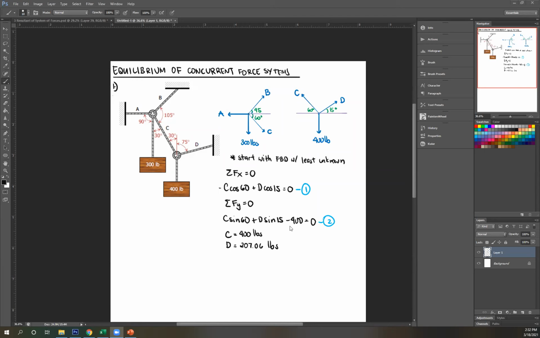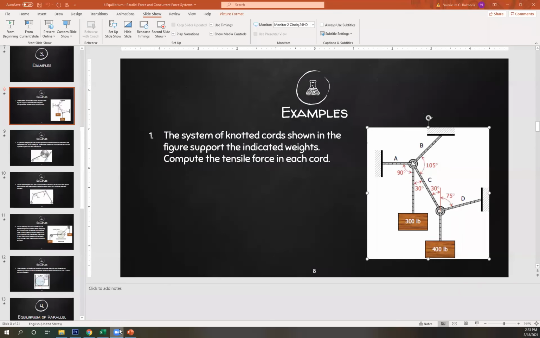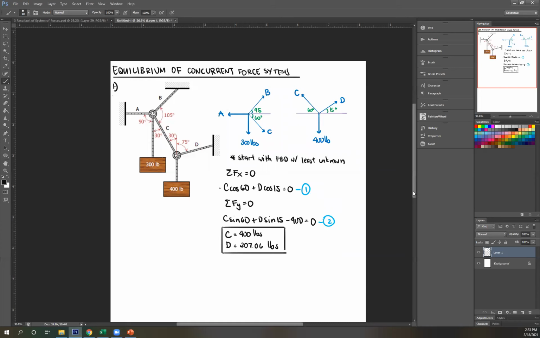Because you're gonna transpose this to the right since our equation is in the form of ax plus by equals c. So this should be c sine 60 plus d sine 15 equals 400. Okay. So these are your answers for C and D. Once again, try to practice that at home.